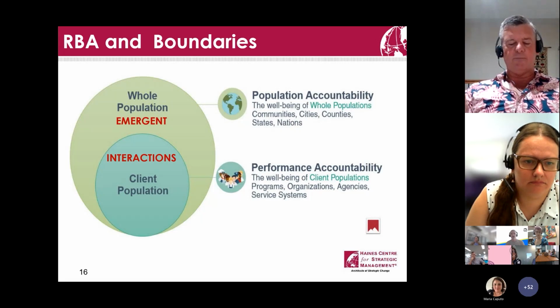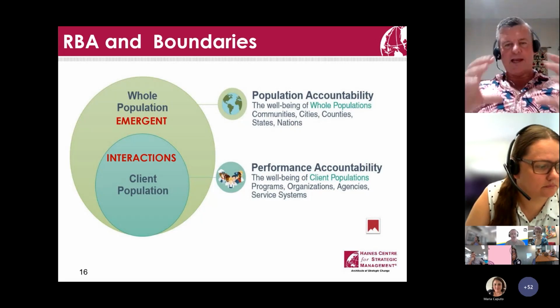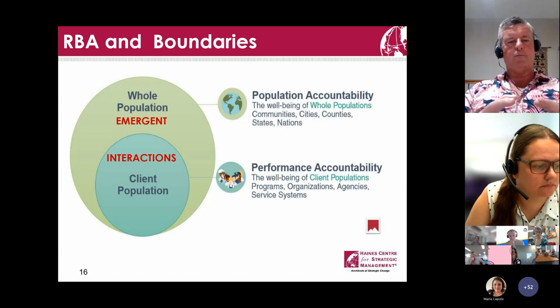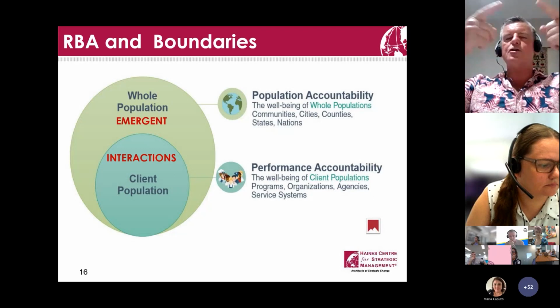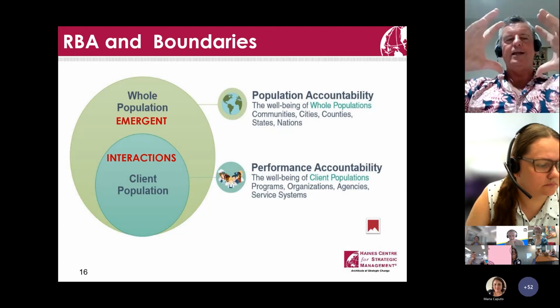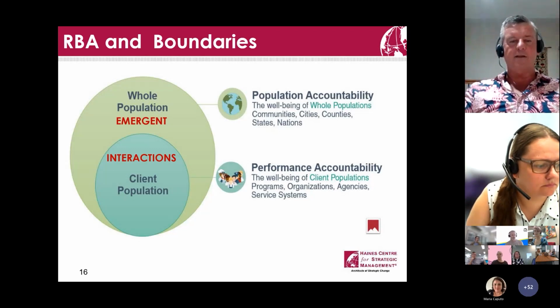If you think about something like reducing homelessness or social isolation, that's the challenge, and we've got a lot of programs working at the client population level. But the emergent property we're trying to create as a consequence of those interacting at the program level is something like community connectedness.